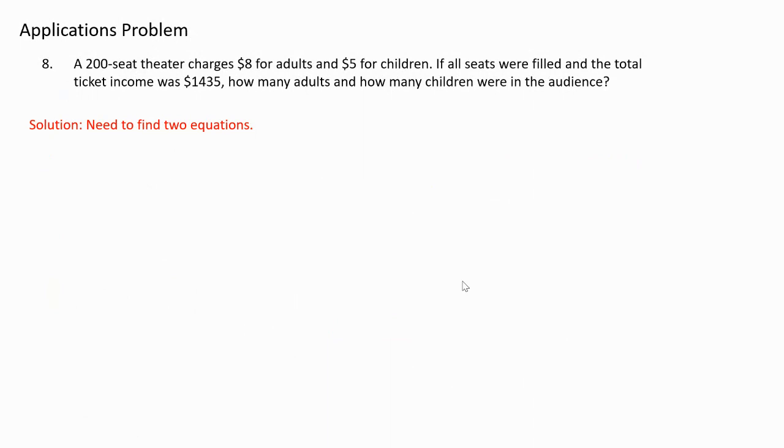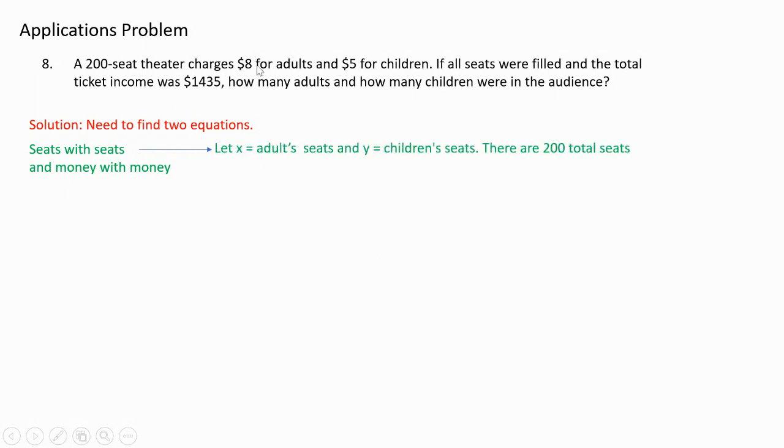Okay, so here's my strategy that I tell my students. You need to find 2 equations, okay? So I always tell them that they're going to go seats with seats, or people with people, and money with money. What does that mean? Okay, this is what it means. I'm going to let X be adult tickets because it's first, and I'm going to let Y equal children's tickets because it's second, right? And so this is what it means. X amount of seats, which means adult seats, plus children's seats, must equal 200 because there's a 200-seat theater. So it's going to be X plus Y equals 200.